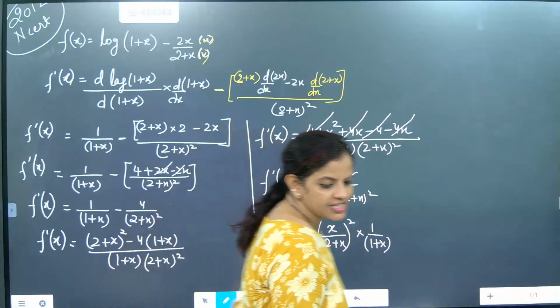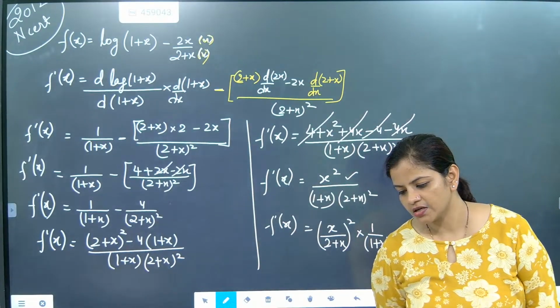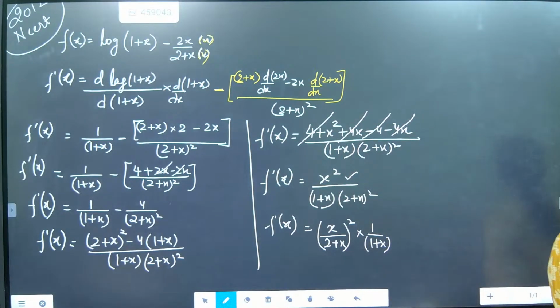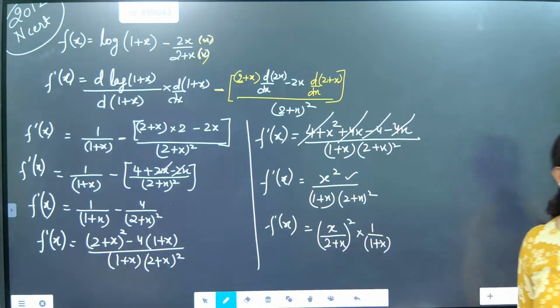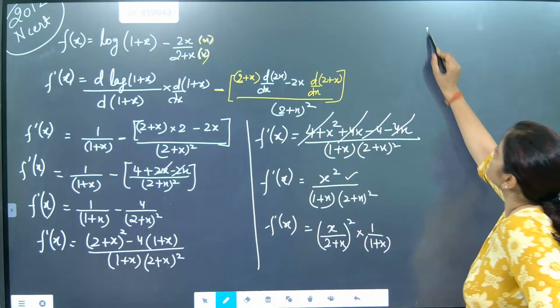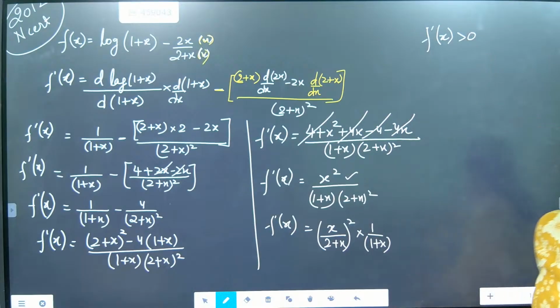Now beta, from here only, increasing and decreasing, we have to start. Now we will start our work. Increasing part: for an increasing function, f dash x should be strictly greater than 0.